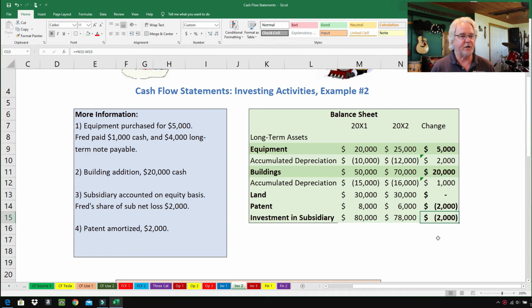Now this is not going to be listed under investing activities. It gets listed under operations. All right, so we get to ignore that. So the only thing that we have to worry about here today with investing activities is actually the equipment right here. Now the equipment increased by 5, but we're going to focus on the $1,000 of cash here. So $1,000 cash. The building, there was an addition to the building of $20,000, and we have it in the other notes that they paid $20,000 cash. This is a cash flow statement, so that's what we're going to list.